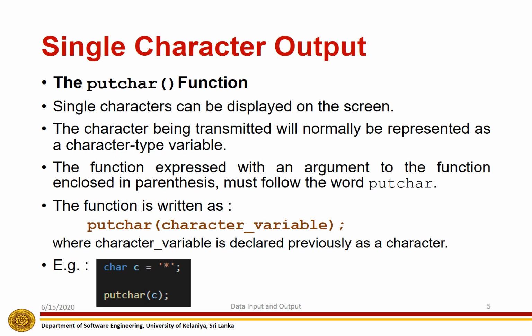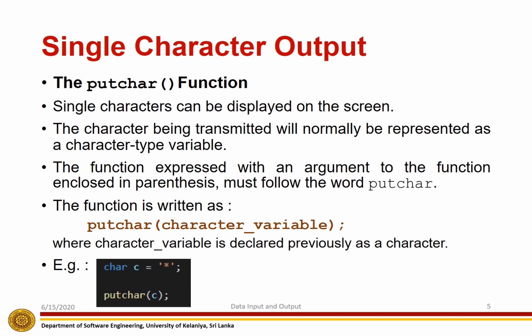Then the second function, putchar. The putchar function is used for single character output, to write out of the computer. This function is complementary to the character input function getchar. Here, the character being transmitted will normally be represented as a character type variable. This function is expressed with an argument enclosed by parentheses which must follow the word putchar.